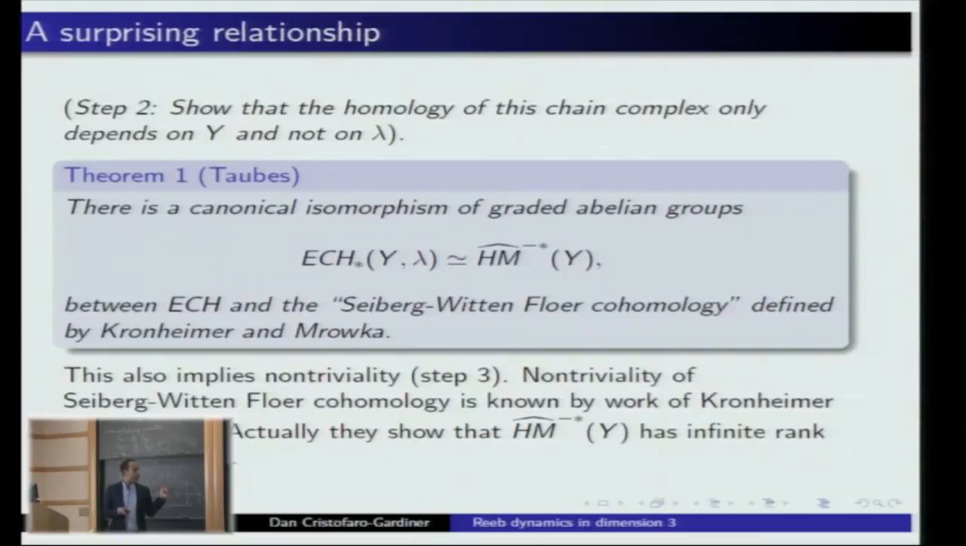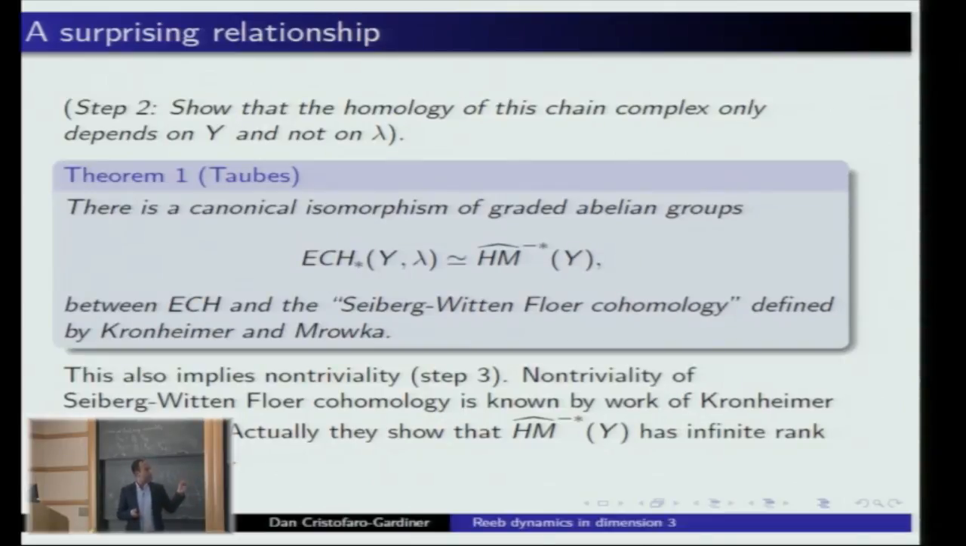But actually, that's not true either, because Seiberg-Witten-Floer cohomology, the non-triviality theory, is much easier. It's worked out by work of Kronheimer and Mrowka. And they actually show that the Seiberg-Witten-Floer cohomology group has infinite rank as a Z-module, which is already pretty interesting. I mean, this implies, of course, that ECH has infinite rank as a Z-module.